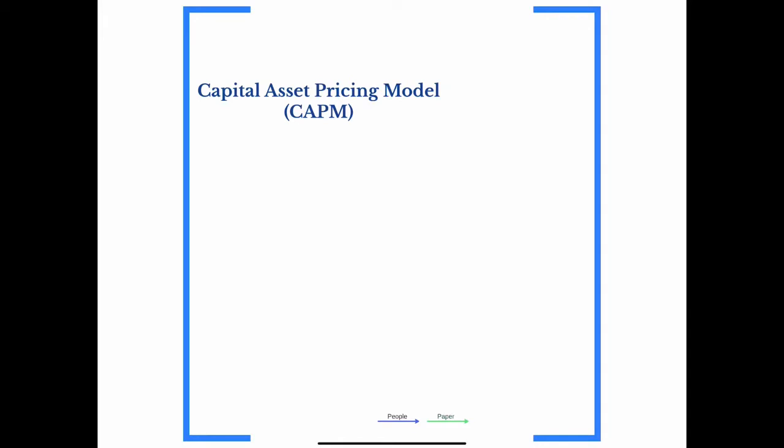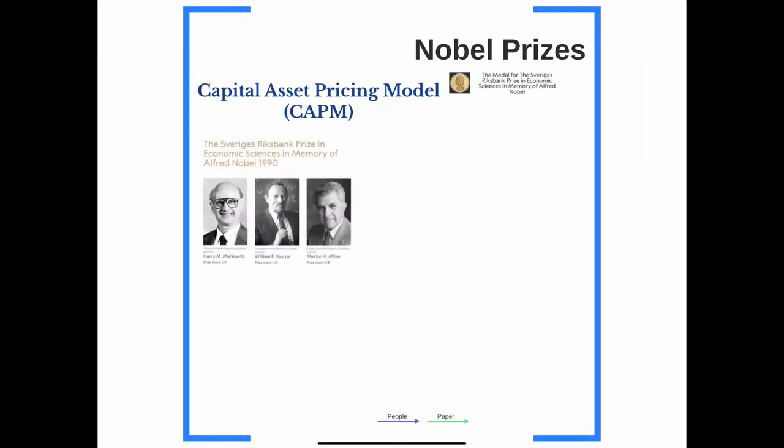You may recall that I mentioned a number of scholars won a Nobel Prize because of this. In 1990, the Sveriges Riksbank Prize in Economic Sciences in memory of Alfred Nobel was awarded to 3 laureates, Harry Markowitz, William Sharpe, and Merton Miller.